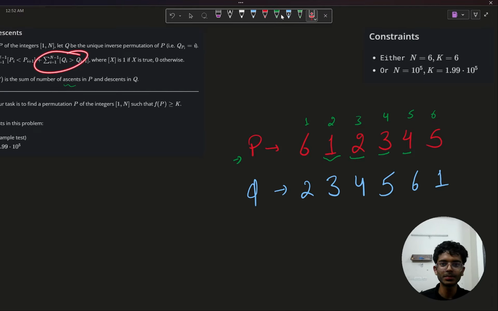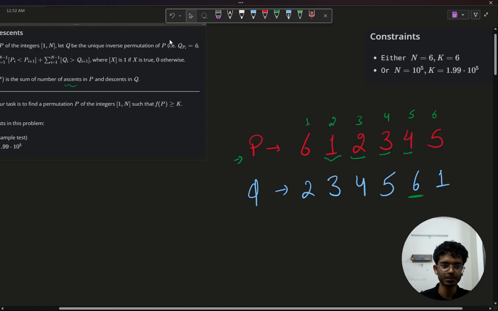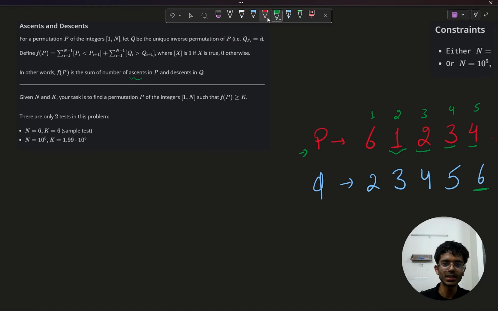And the second term is the number of descents in Q, or the number of indices such that Q of I is bigger than Q of I plus 1. So for example, this is one such position in Q where Q of I is bigger than Q of I plus 1. Now we are given two integers n and k, and our task is to find a permutation p such that f of p is greater than or equal to k.